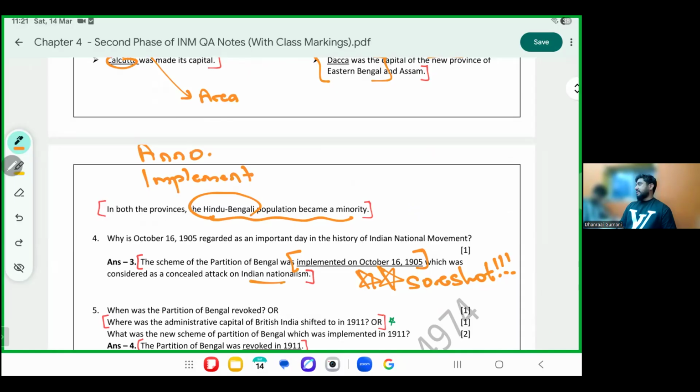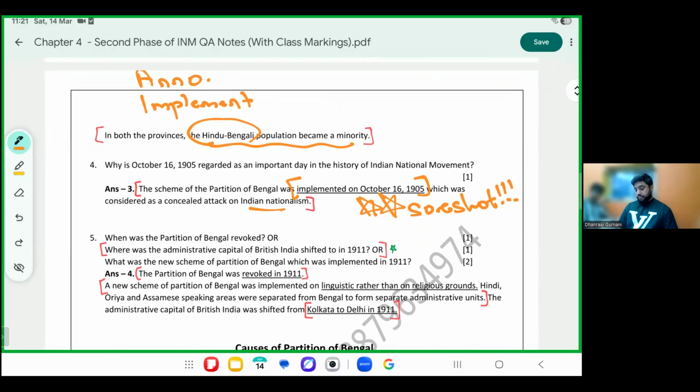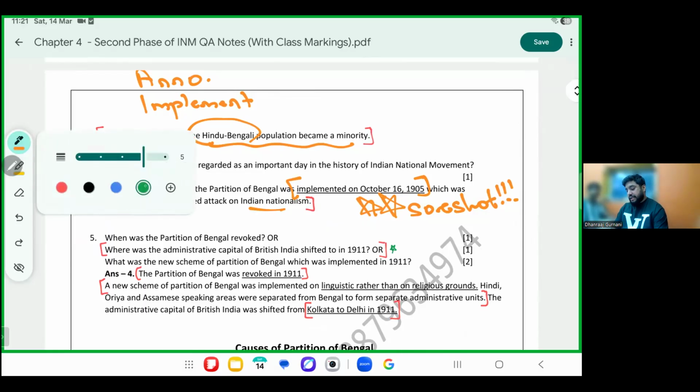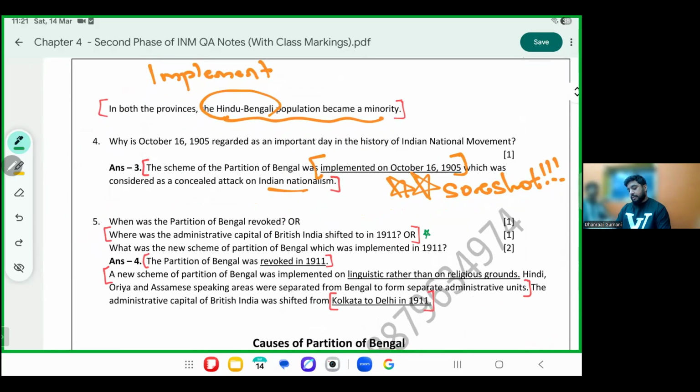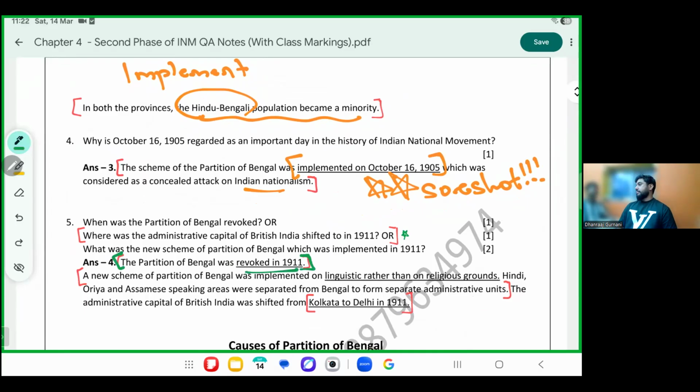It was an attack on Indian nationalism. October 16, 1905. Fast forward 11 years later, the partition was revoked in 1911. 6 years later, they revoked it. What is the meaning of revoke? They removed it and reintroduced it. In other words, you can also use the word renewed it. Whichever word you want to use, revoke means they removed it and brought a different plan in.